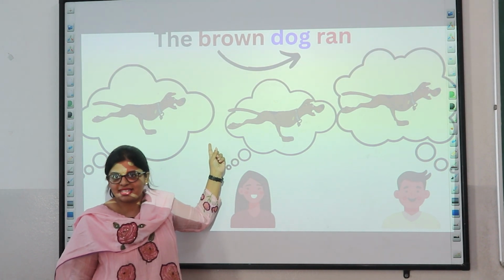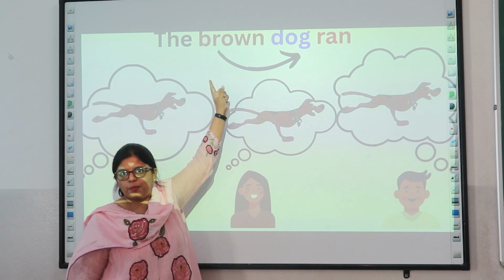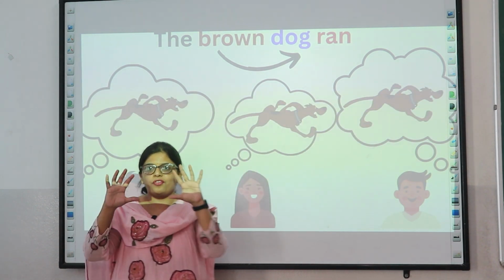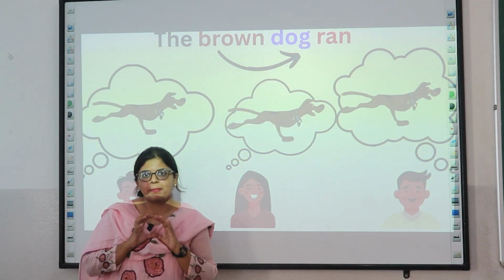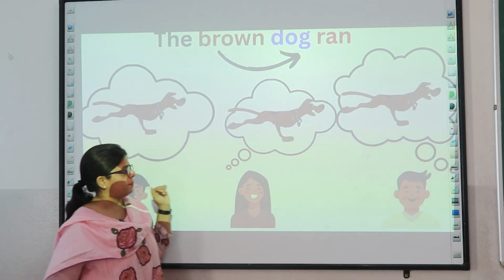So now do you understand the importance of an adjective? If I describe saying a brown dog ran, all of you will have the same picture in your mind. So this is important to describe a noun.